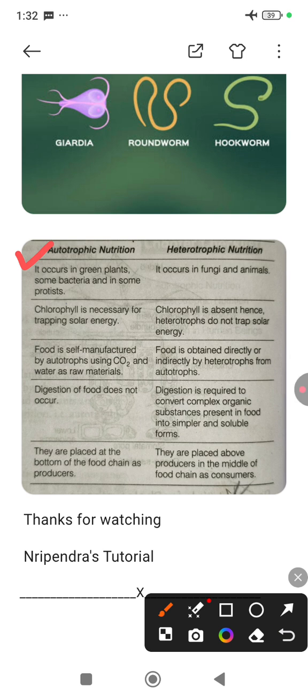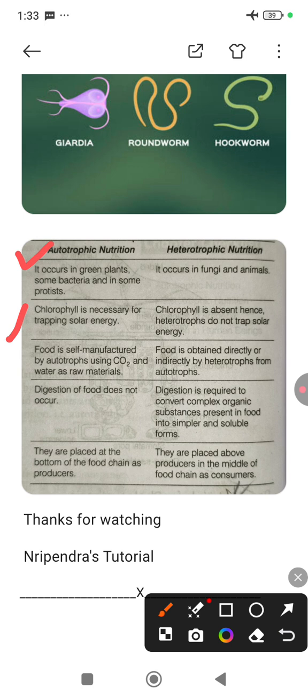Autotrophic nutrition occurs in green plants. We know that all green plants are known as autotrophs, and they show the autotrophic mode of nutrition. Some bacteria and some protista also show the autotrophic mode of nutrition. But the heterotrophic mode of nutrition occurs only in fungi and some animals. Clear? Number 2: in the autotrophic mode of nutrition, chlorophyll is essential for trapping solar energy.